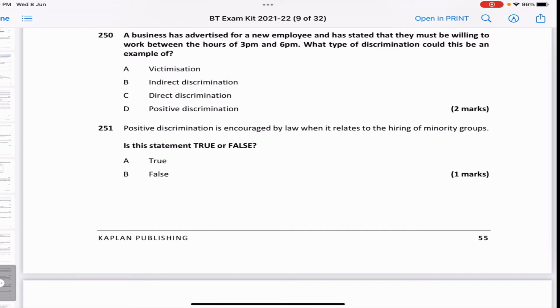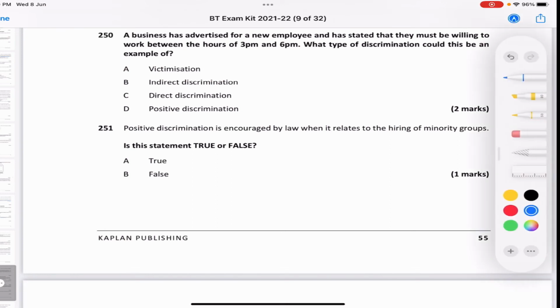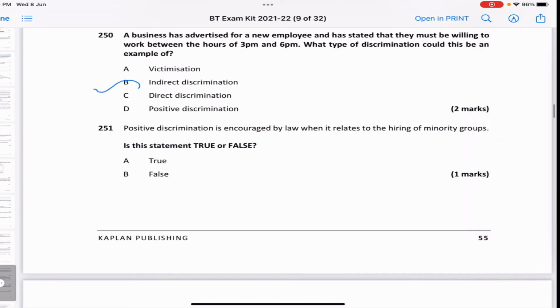6 p.m. Okay, so when you already have a person and you discriminate on some basis, that is known as direct discrimination. But indirect discrimination means that it might disadvantage certain groups. Direct discrimination is something which may discriminate everybody, every single person, but indirect discrimination is something which kind of discriminates certain things. So the answer is B.